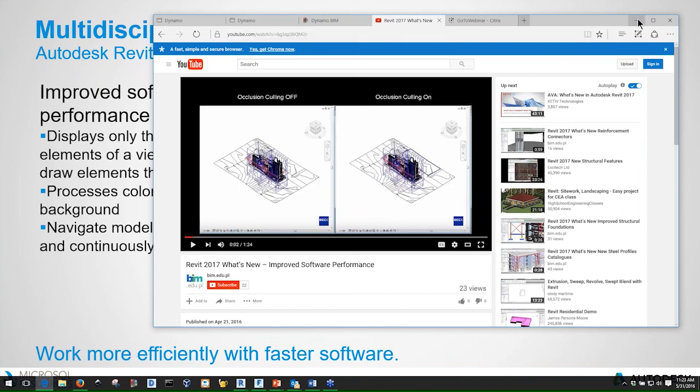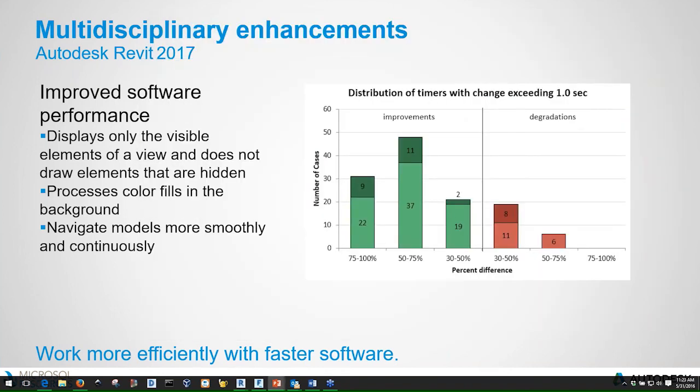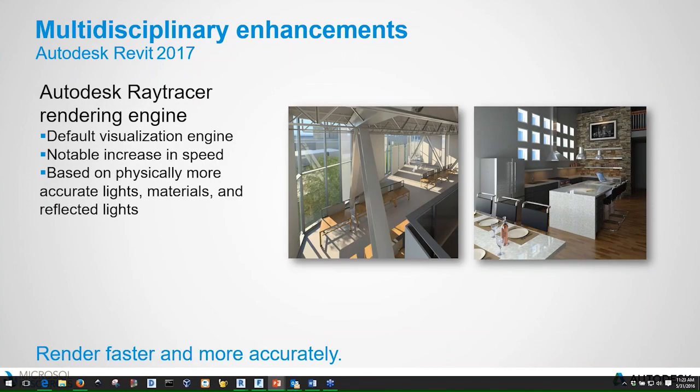So feel free to just go Google it, and you'll be able to find a ton of examples as to how the software has improved over time. Next, we have the Autodesk Ray Tracer. So far, until the 2015 version, Autodesk used NVIDIA's Mental Ray renderer for rendering your views from within Revit.